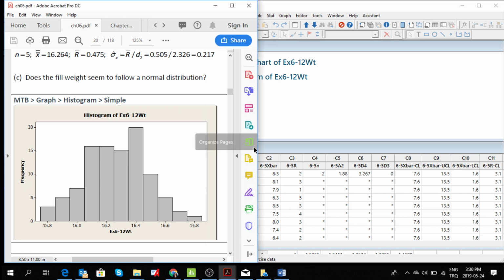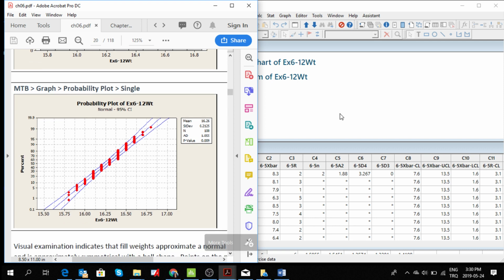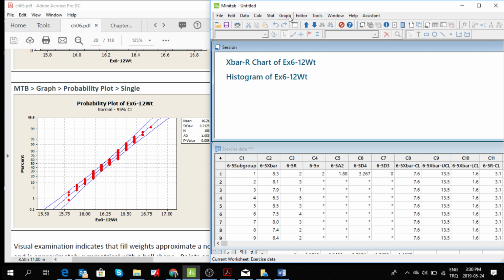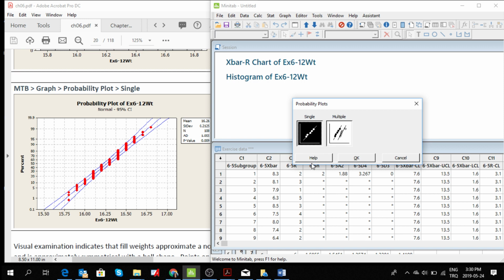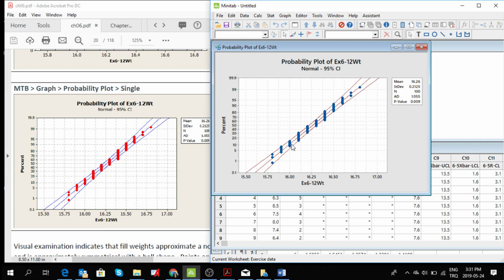And next, what I want to do is the normality test, probability plot. So I'm going to go to graph again, probability plot. I'm going to choose the single one again, and choose my data. Select, I click OK. As you see, we get the same picture as in here, the same graph, and these values are also the same.